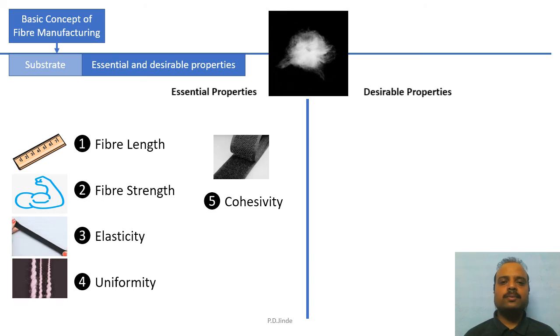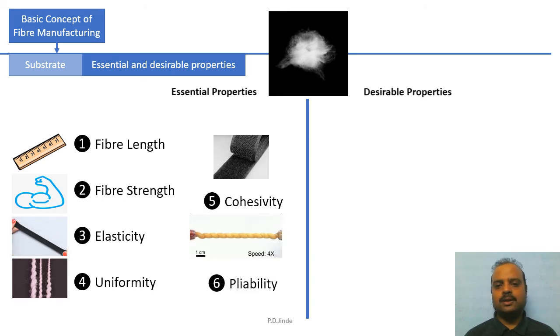Next important property is pliability. Pliability is nothing but its ability to ply. A fiber becomes pliable when it becomes flexible. In other words, you can say it's flexibility. If a fiber is flexible, it can twist around easily and can be a part of an assembly.